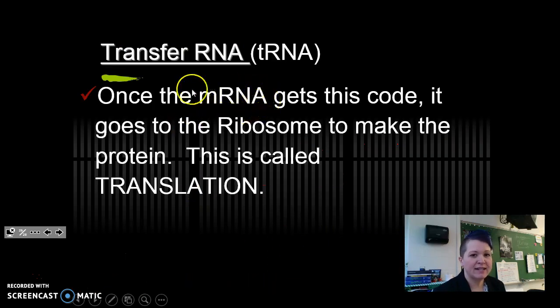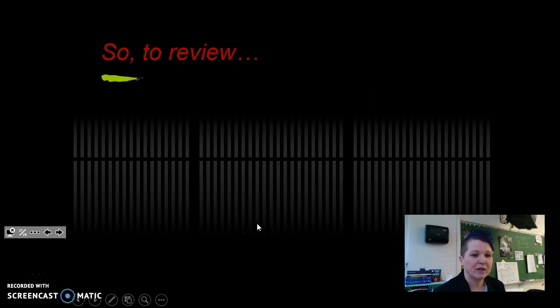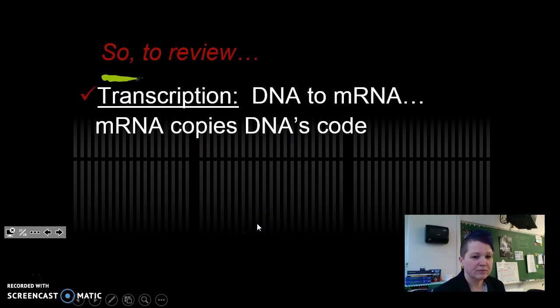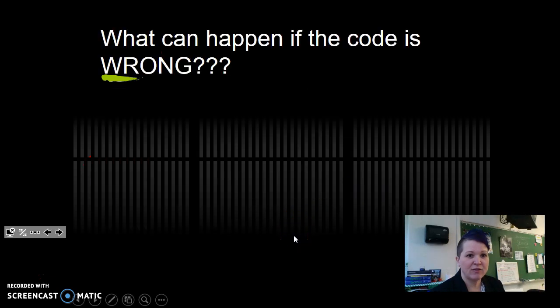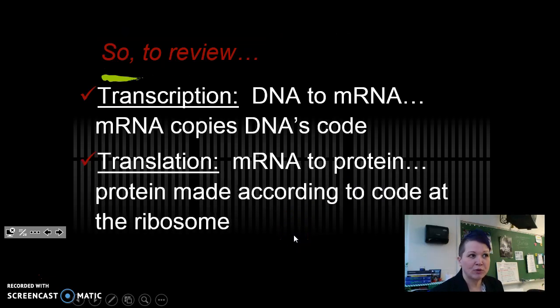Transfer RNA is next. Once the mRNA gets the code, it goes to the ribosome to make a protein, and that's called translation, right? Well, to review, transcription is when DNA goes to mRNA, mRNA copies the DNA code, and translation is when the mRNA turns it into a protein. tRNA, or transfer RNA, is used in this process. You're going to make a manipulative in just a moment, and in that you're going to have to fill in the appropriate boxes to make as a homework grade. Let's just put it that way.